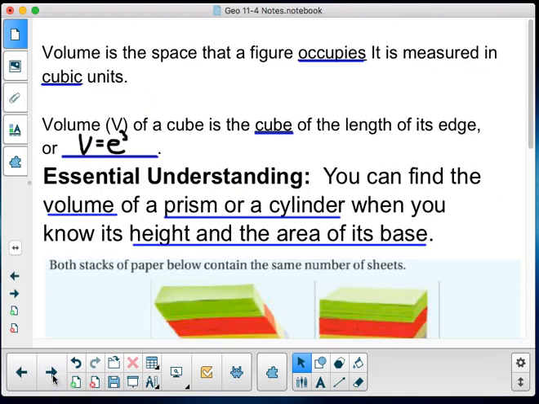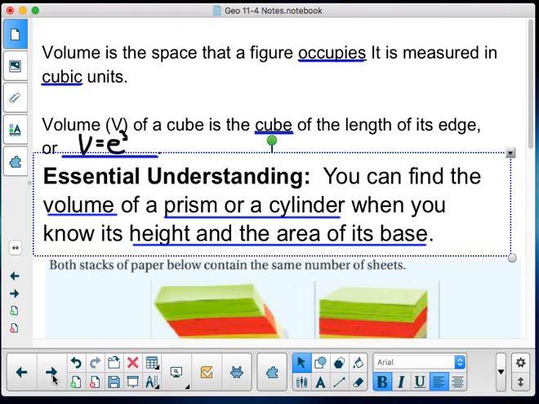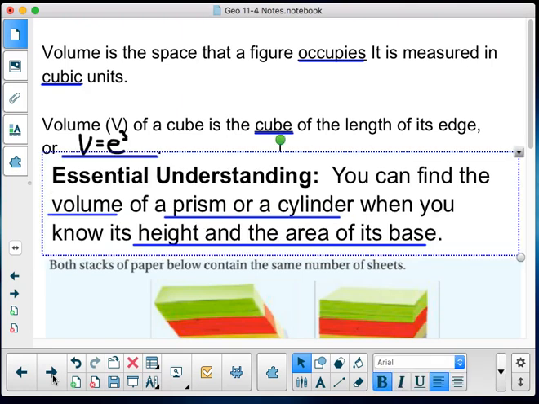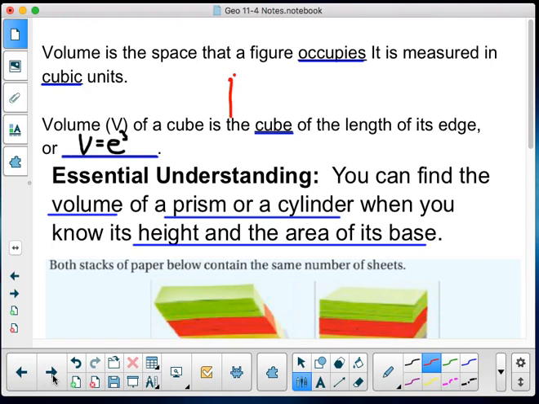So, volume is the space that a figure occupies. It is measured in cubic units. So the volume V of a cube, in terms of the length of its edge, is V equals E cubed. Okay, so if I'm talking about a cube, and that's E, the volume is E cubed.